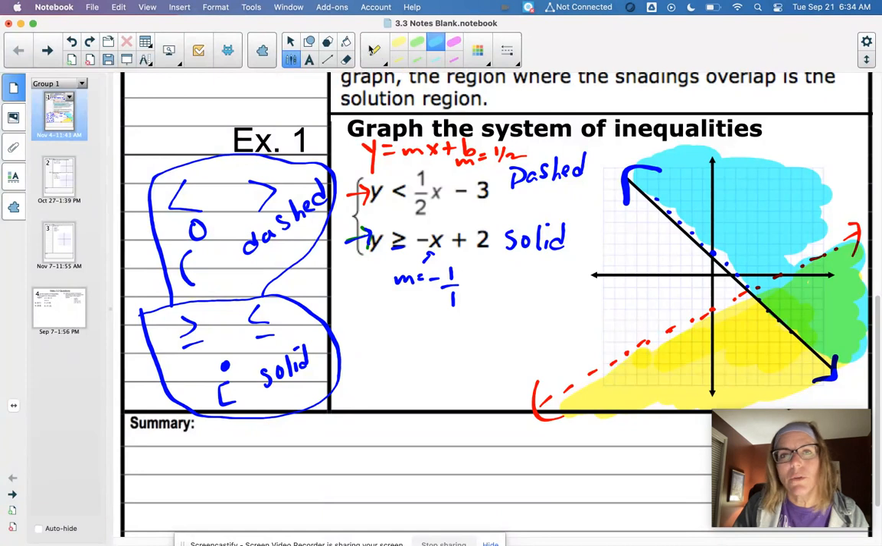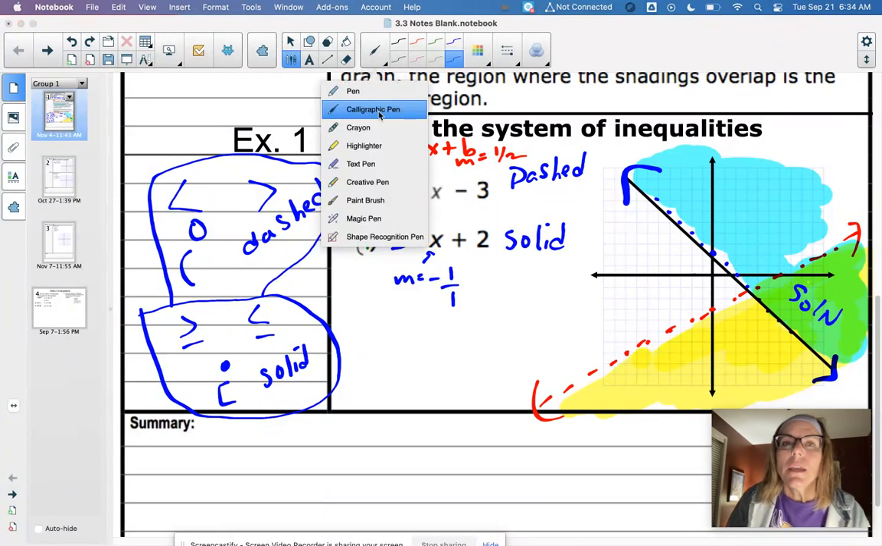So I'm going to point that out here. Right in here. All that. The green is the solution. I'm going to just write a note here. All this is the solution, the green part.